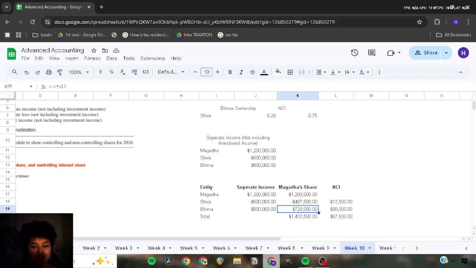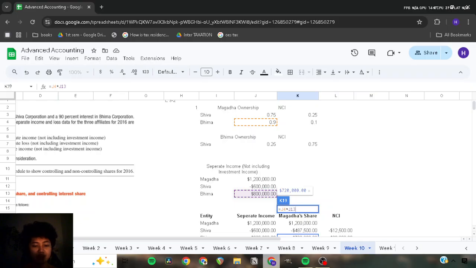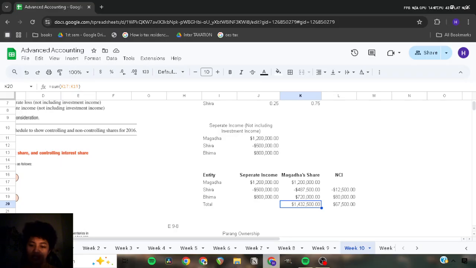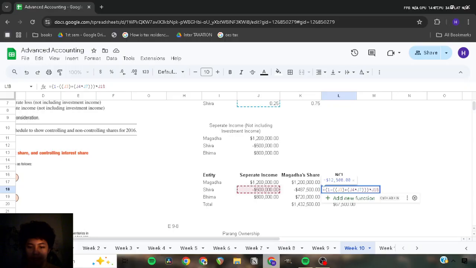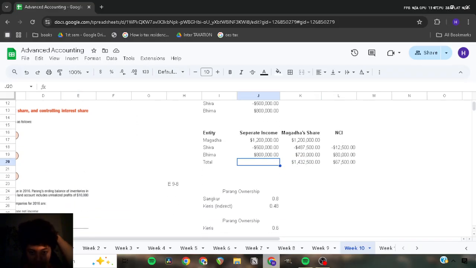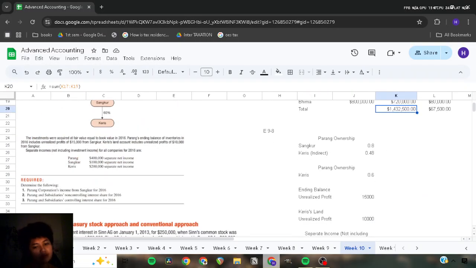And the same thing applies to Bima. In this case, since I only own Bima and Shifa doesn't own Bima, I can just put the 0.9 in, and I calculate the NCI. Basically, it's the rest of the amount. I use formulas here, but it's all basically the same. So the residual value from 500 to 487.5 here, that's 12.5. Same goes for the total, and in total, you'd have this amount in Magadha's share. That's for E92. Yeah, it's pretty straightforward.